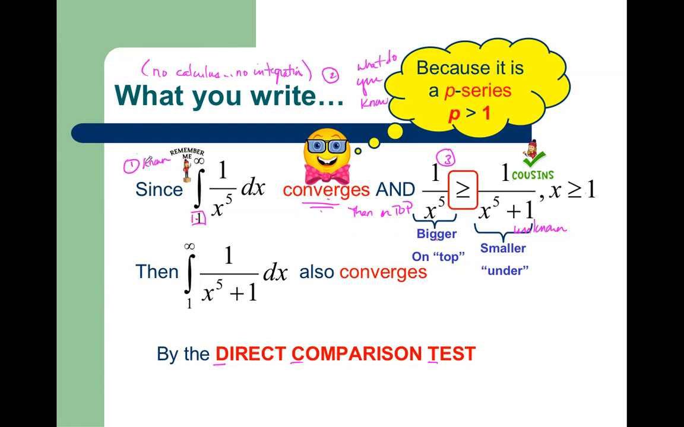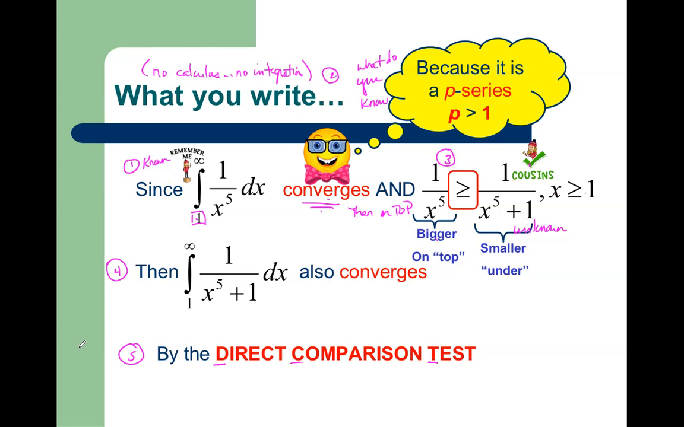Okay, so 1, who did you pick? 2, what do you know about who you picked? 3, make sure they behave similarly. They look similar enough. Position, that's 3. And then 4, your statement of converging or diverging. And then 5, what test you used. Okay. So no integration. Awesome.